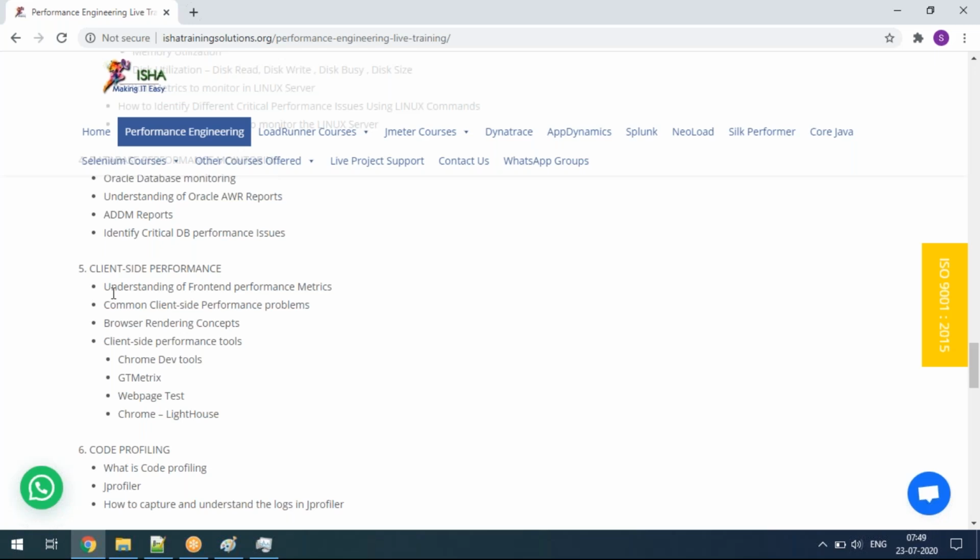So in this course journey we are going to learn that as well, so that going forward, when you are accessing the application, you will be able to tell whether it is a client side issue, a DB side issue, or an application side issue. Like that, you can easily categorize, guys. So that's the way we are going to learn client side performance as well.